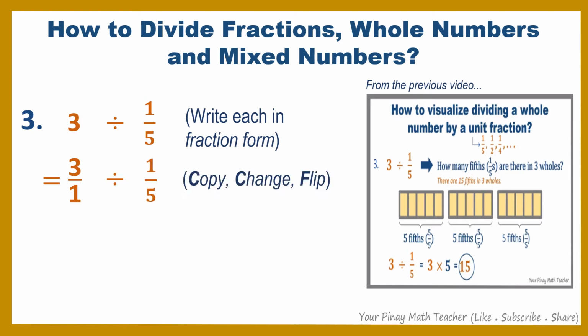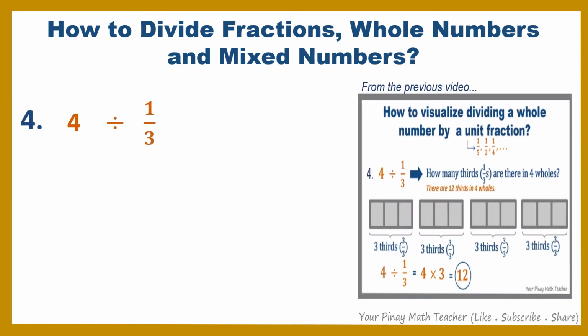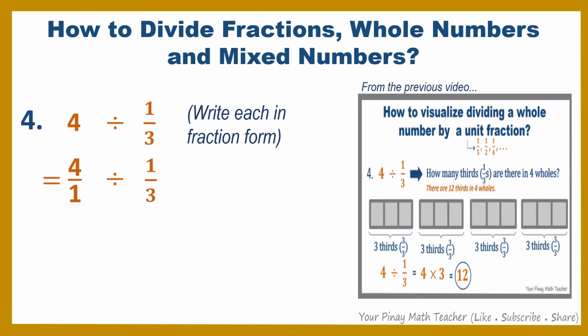And then copy, change, flip. Copy 3/1 times 5/1. 5/1 is the reciprocal of 1/5. After that, you multiply. So we get 15/1 or simply 15. Number 4. 4 divided by 1/3. 4 becomes 4/1 divided by 1/3.